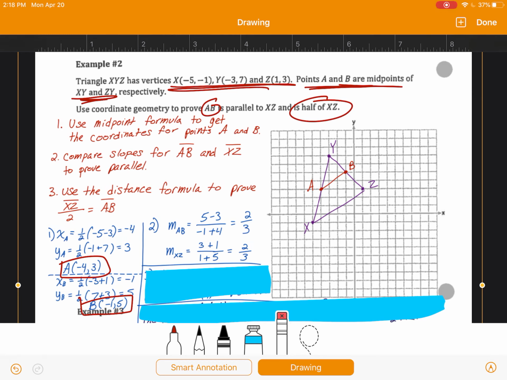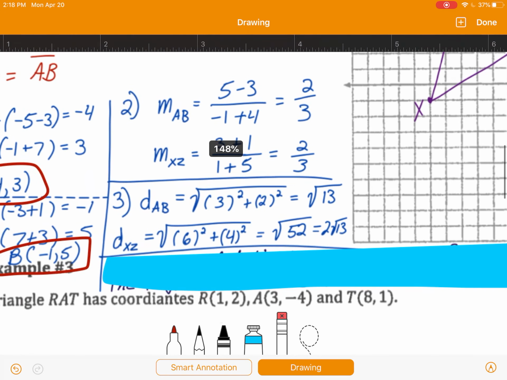Okay, so we're going to use the distance formula for that because that has to do with length. Whenever we see length, we're going to use distance. So we're going to say AB is half of XZ. So we're going to do the distance for both. And when you do that, you get AB to be the square root of 13 and XZ to be the square root of 52, which reduces down to 2 square root 13, sorry.